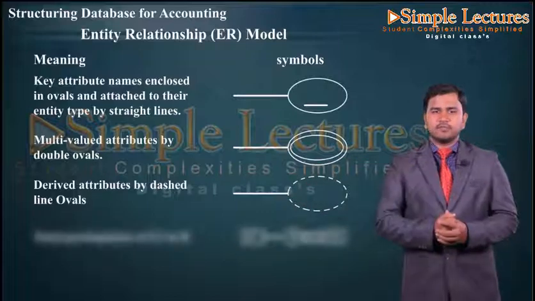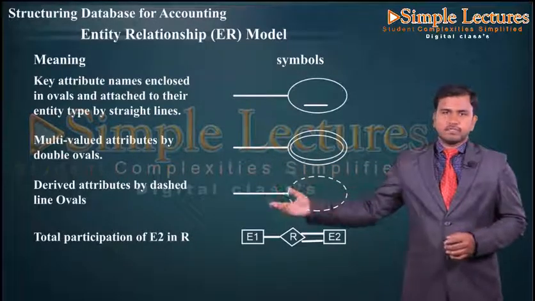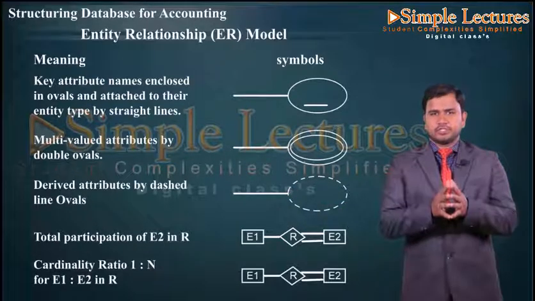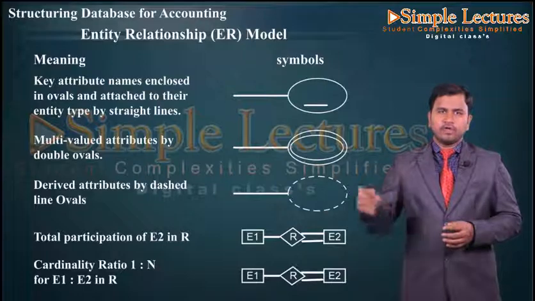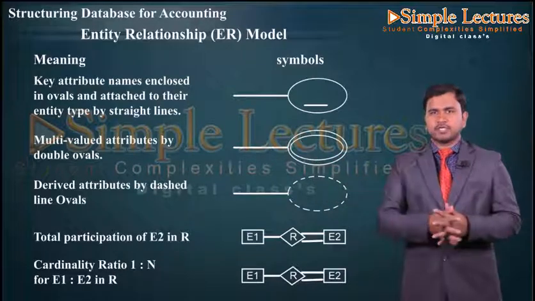Then we have the total participation of E2 in R, which is presented as shown here. Then we have the cardinality ratio, which is 1:n for E1:E2 in R. It will be displayed as shown here.